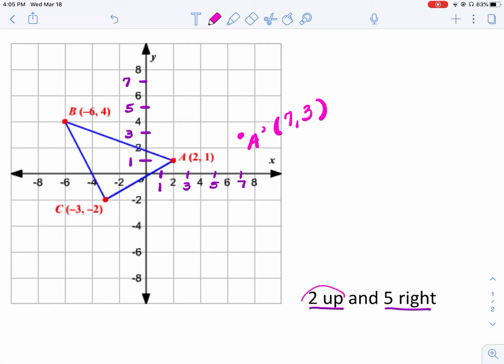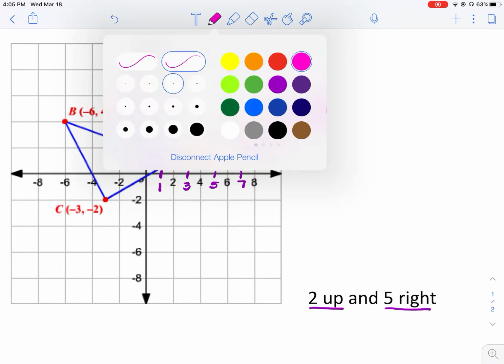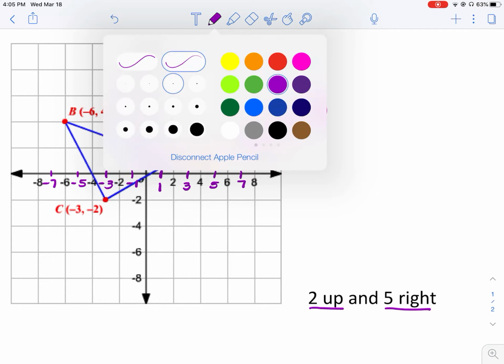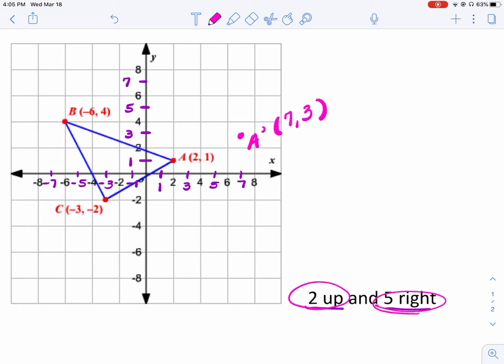Okay. I'm going to do the same thing with B now. I'm going to go 2 up and 5 to the right, okay? Now I do have some missing spots here. I'm going to put -1 and -3 and -5 and -7 just to fill it in, okay? So again, going to go 2 up, 5 to the right. I'm going to use my red point here for now. So here's 2 up, 1, 2, and 5 to the right. 1, 2, 3, 4, 5.